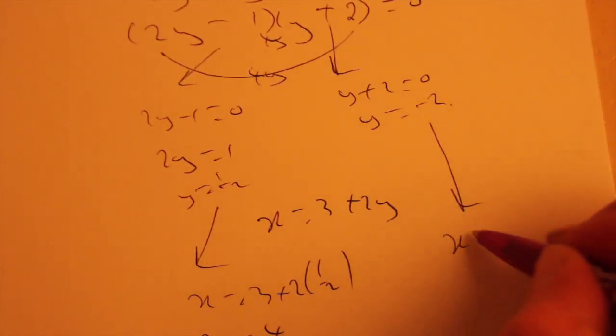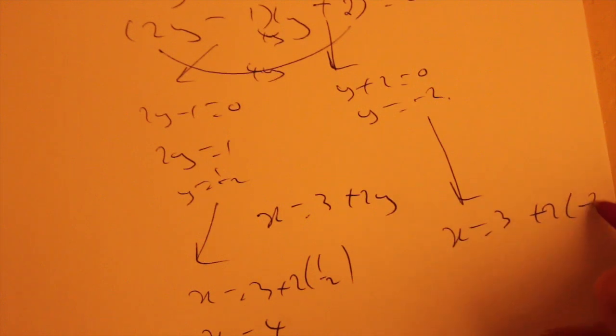And on this side, x equals 3 plus 2 times y. x equals 3 minus 4. x equals minus 1.